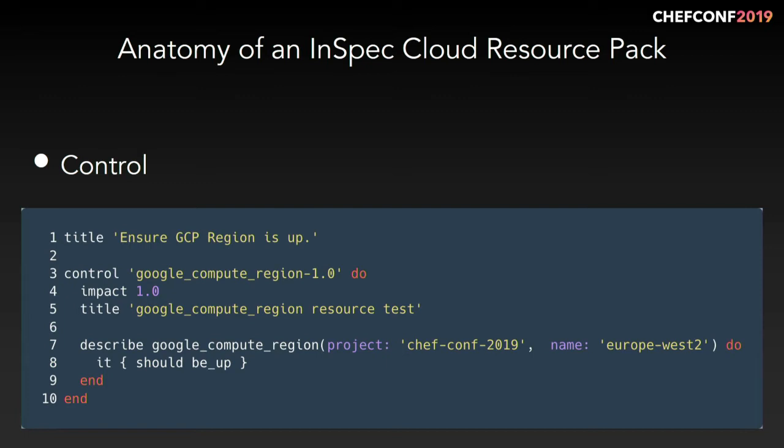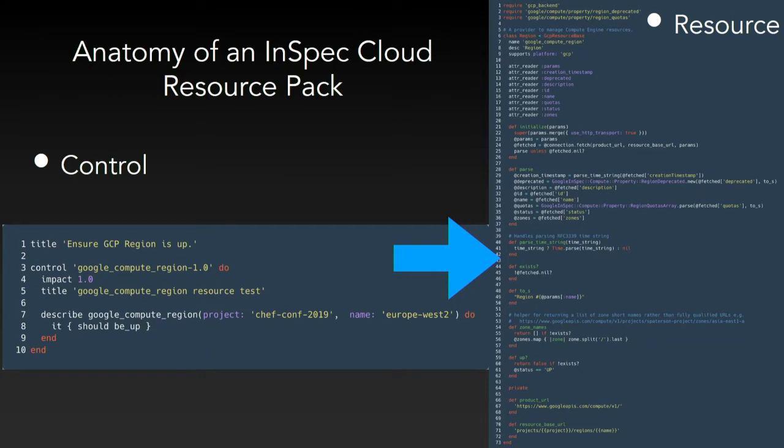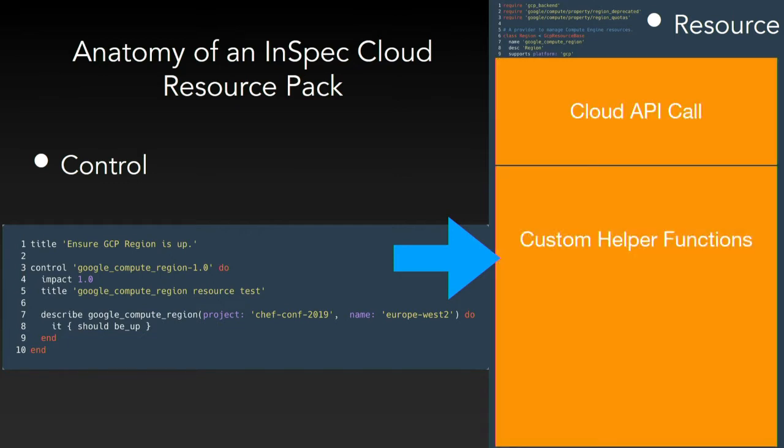So what we have to do behind the scenes to make that work is write a resource class. I don't expect you to read all of this. I just want you to get a feel for the effort behind the scenes to get that human-readable syntax up front. Most cloud resources actually boil down to a couple of things. It's a cloud API call that's made, results are usually unpacked, and then we have parameters and methods on a resource class that are accessed in a human-readable way from the control.